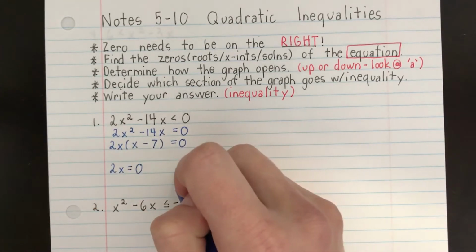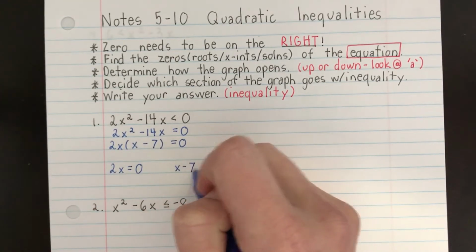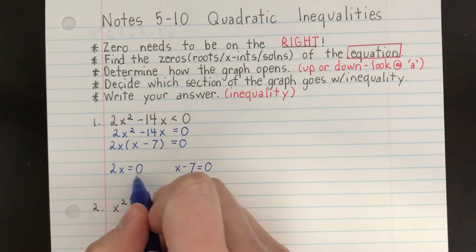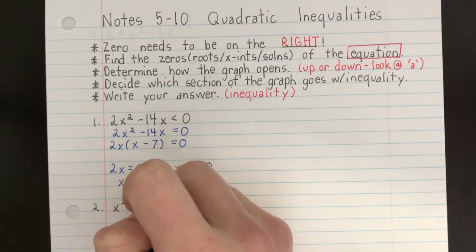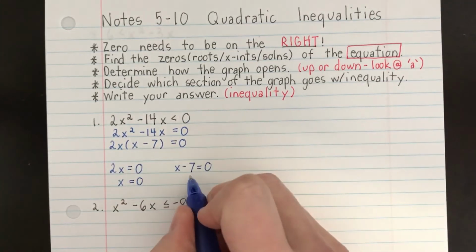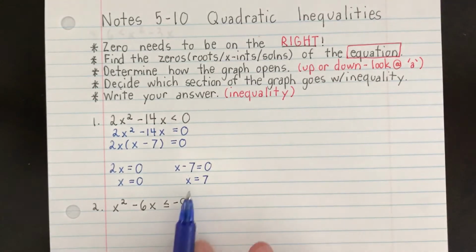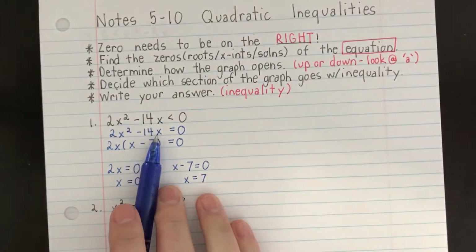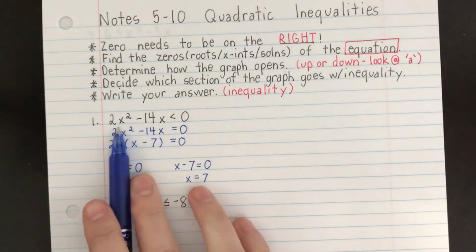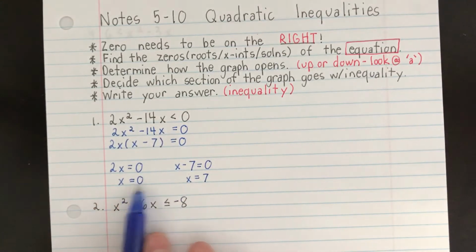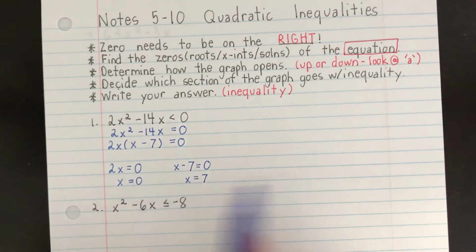So 2x equals 0 and x minus 7 equals 0. If you divide by 2 here and divide by 2 here, you would still get x equals 0. Here you add 7, here you add 7, you would get x equals 7. So what we just found from this quadratic, if you were to plug this quadratic in the y equals of your calculator, this quadratic crosses through the x-axis at 0 and 7.